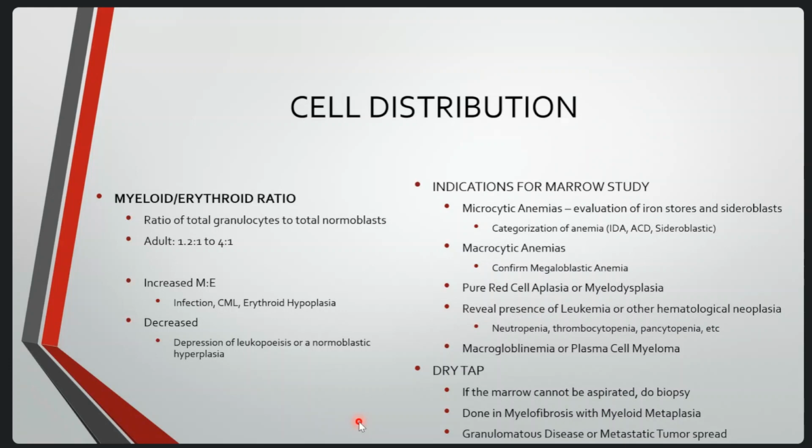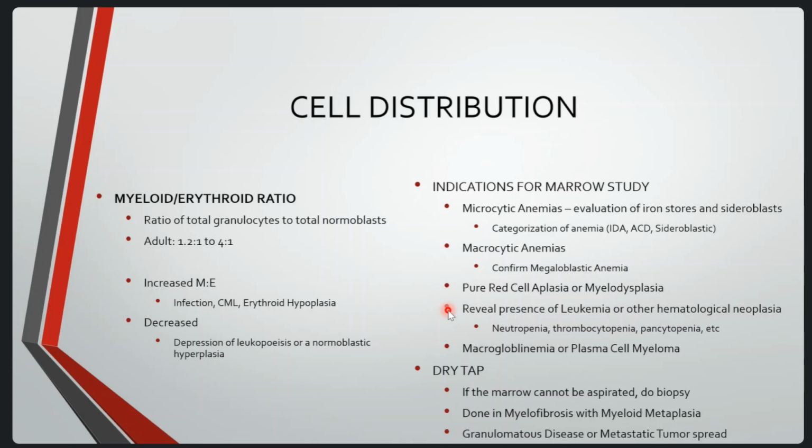What are the indications why we do a marrow study? This is of course to support our results from the peripheral blood, and especially if we want to confirm myeloproliferative or leukemic processes. This can also be used for evaluation of microcytic anemia, iron stores and sideroblasts, to confirm megaloblastic anemia, pure red cell aplasia or myelodysplasias, and reveal presence of leukemia or other hematological neoplasias.